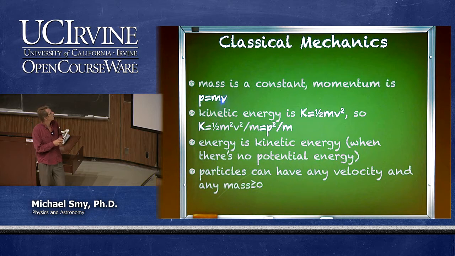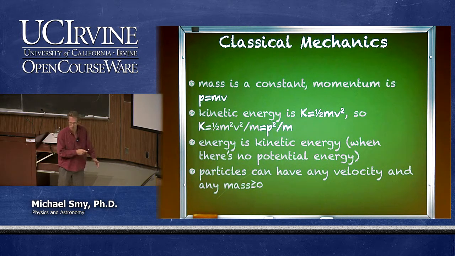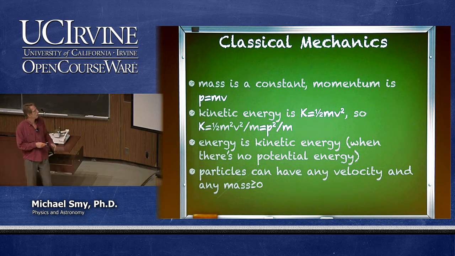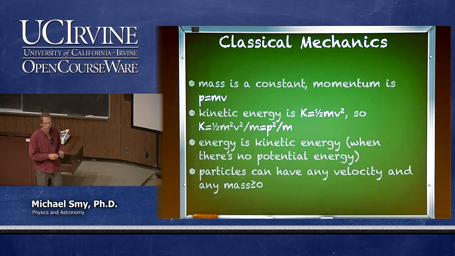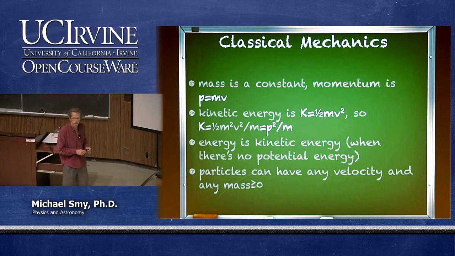Using the momentum, where momentum equals mass times velocity, this also means that the kinetic energy is the momentum squared divided by the mass. We simply multiply both numerator and denominator with 2 times the mass. The energy is just kinetic energy when there's no potential around. And particles can have any velocity and any mass that is bigger than or equal to 0.